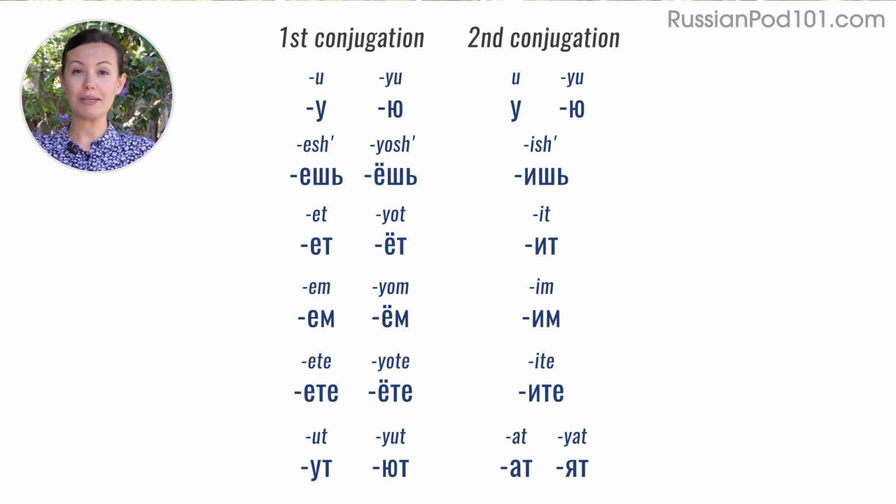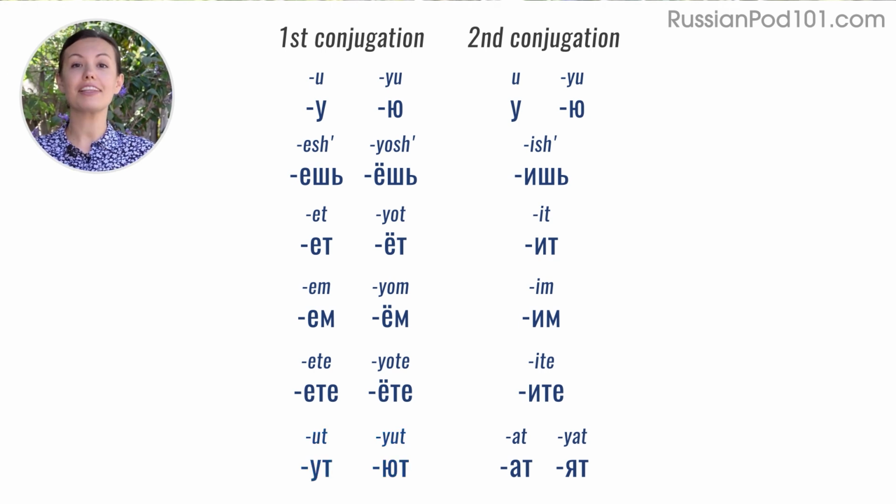Let's explore the typical endings of the first conjugation verbs. First person singular, у, ю. Second person singular, ешь, ёшь. Third person singular, ет, ёт. First person plural, ем, ём. Second person plural, ете, ёте. Third person plural, ут, ют.